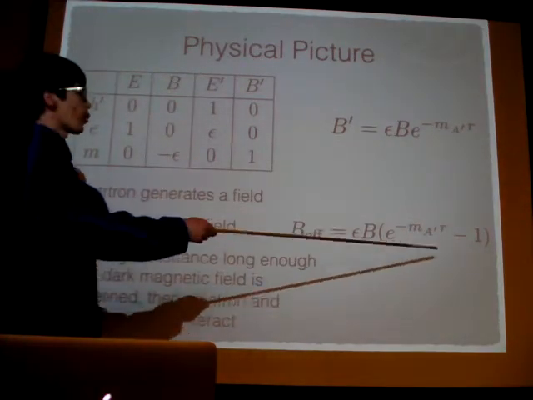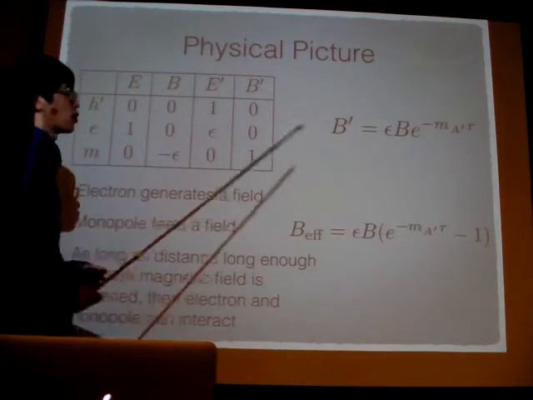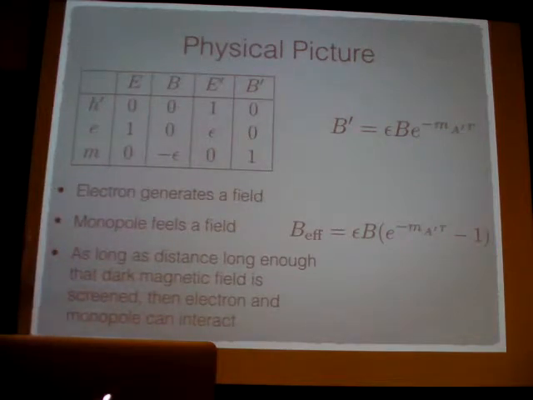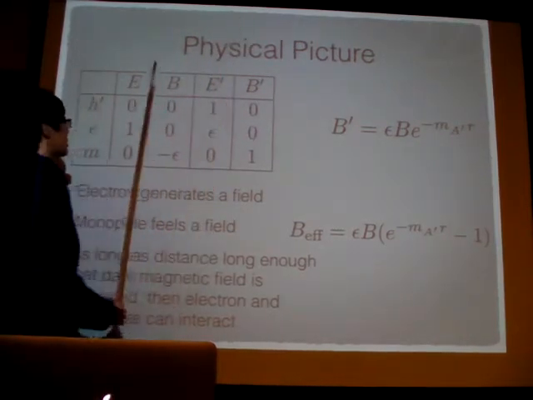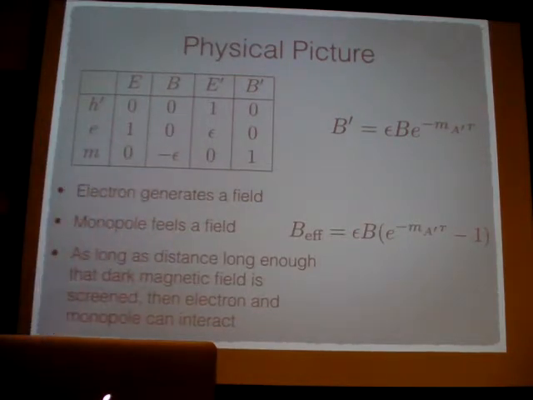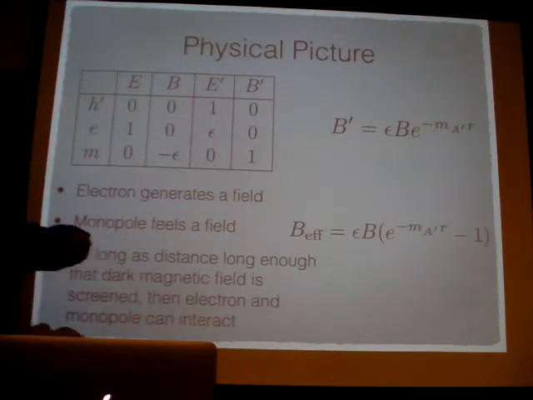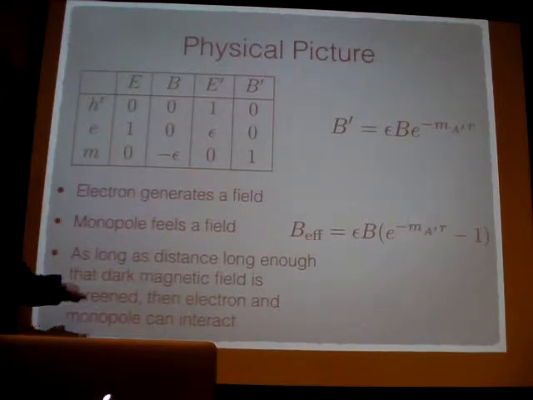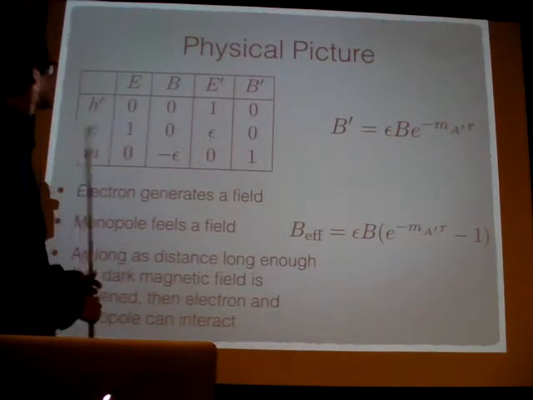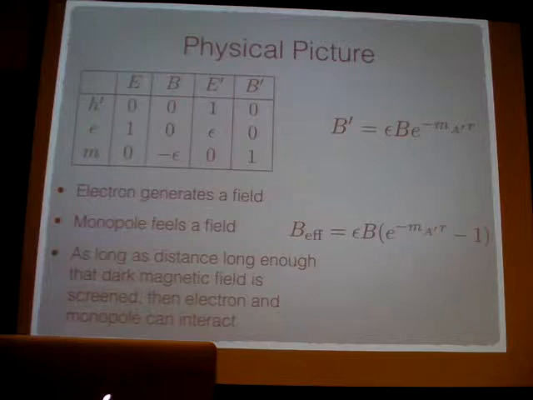But when you're far away, in particular at a distance scale larger than 1 over m, the dark field, this guy has been screened away, and so then it does look like it has an epsilon charge. And so this is the way in which you physically reconcile all your different interpretations, which is that at close distances it does not look like a monopole, but at long distances it does look like an epsilon charged monopole.